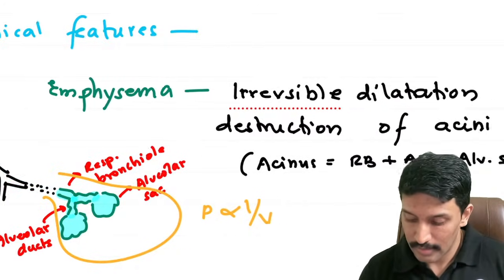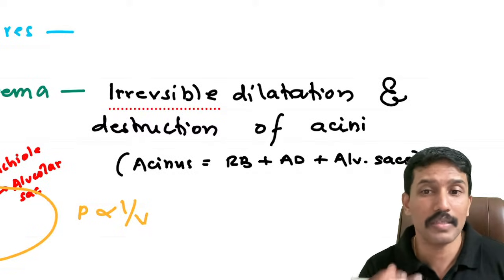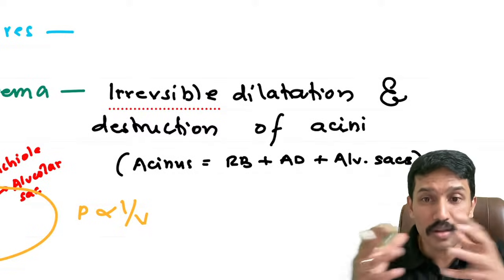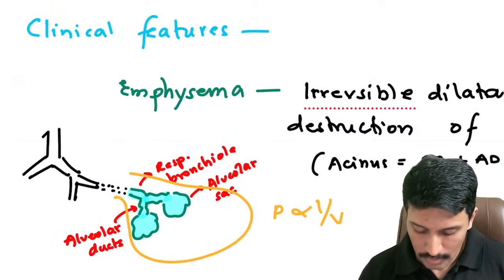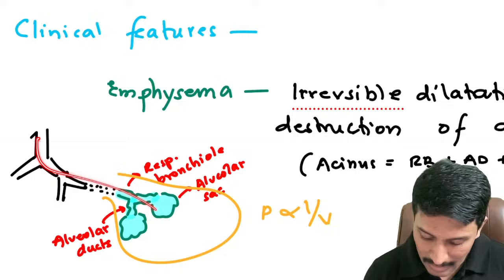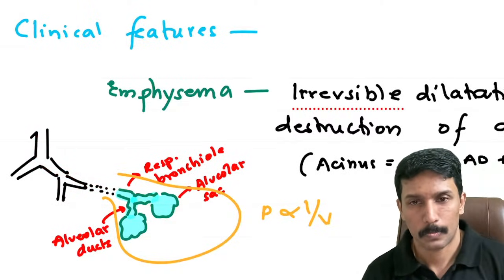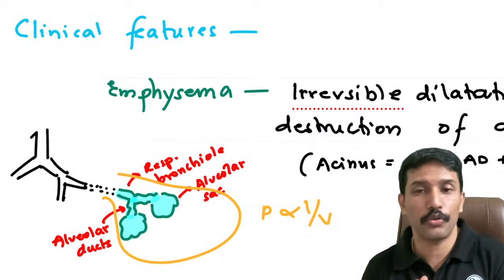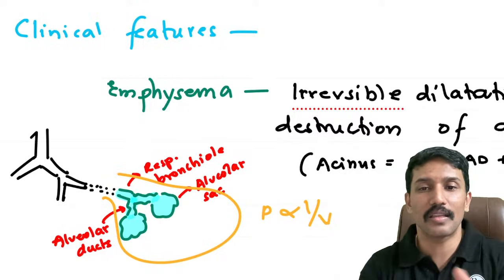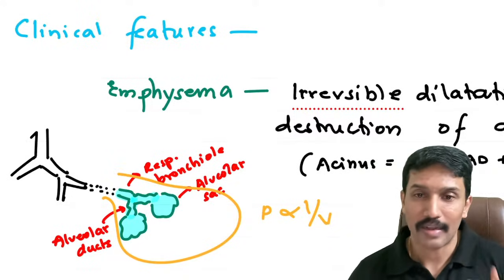But here these are irreversibly dilated, so they will not recoil. So if not, then they will not be able to increase the pressure. So the air can come in easily but can't go out easily. So what is the problem that these patients are going to face? Struggle to exhale the air out.